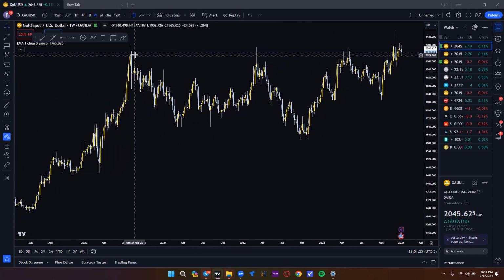Multi-time frame, I like to start with weekly. Weekly down to H4. Those three time frames will be what you will use from here on out.